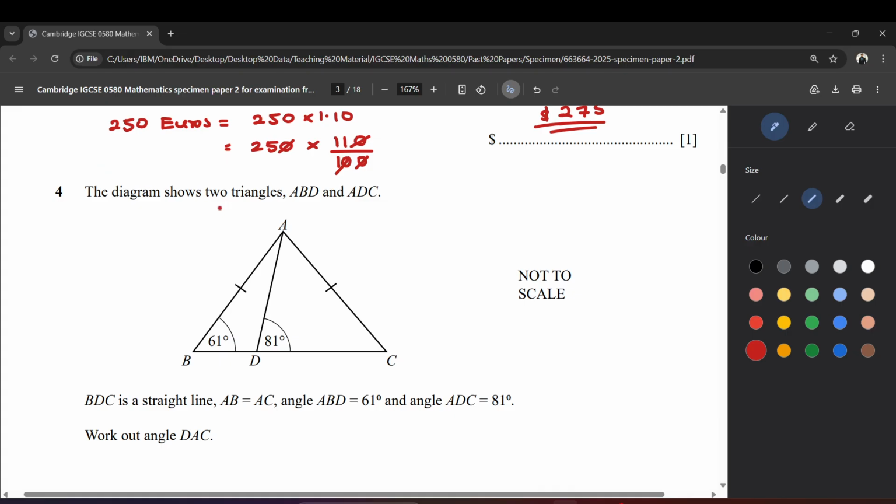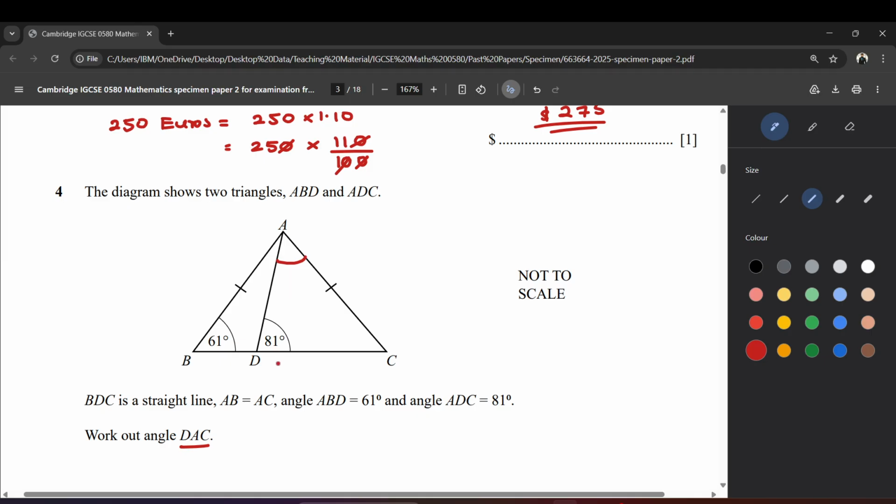Number 4, the diagram shows two triangles ABD and ADC. BDC is a straight line, AB is equal to AC, angle ABD is equal to 61, which is over here, and the length AB and length AC are both equal, and angle ADC equals 81. Work out the angle DAC. Now, whenever it comes to an angle, the letter written at the center is what we're talking about. So when it says DAC, you start from D, A, and C. So this is the angle that we are interested in finding.